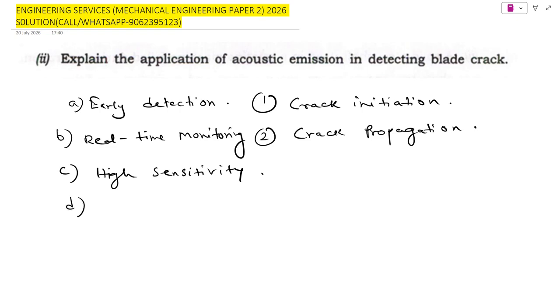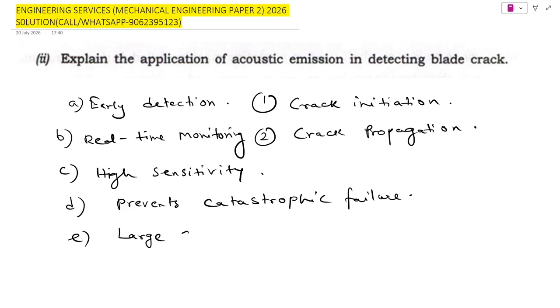Fourth is prevents catastrophic failure. Blade failure in turbines or aircraft engines can cause several severe accidents. Okay, so AE provides advanced warning basically. And fifth point, this will be like large area monitoring. A few sensors can monitor an entire component.